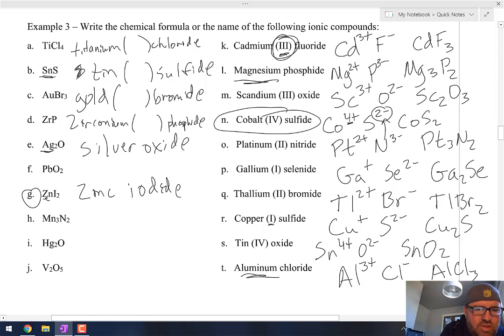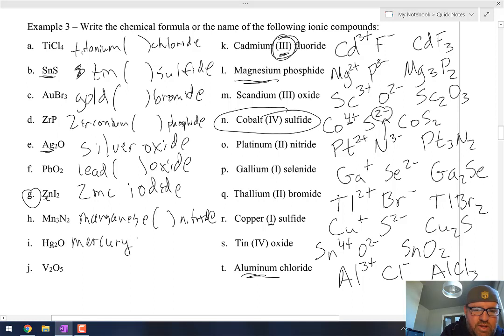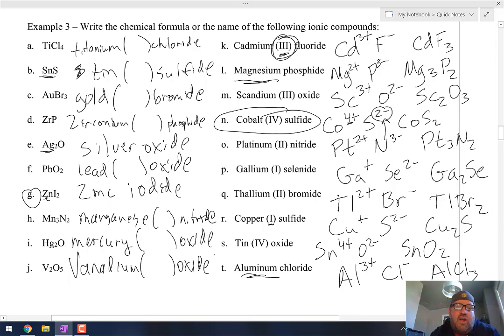Okay, so this one, Pb, is lead. And it is going to have a charge. Okay, manganese nitride. And again, obviously I'm doing this quickly, but you need to be looking at the periodic table and deciding, do I need a Roman numeral or not? Okay, and that's oxide, and then vanadium, also oxide. Okay, so now we just need to figure out the Roman numerals.